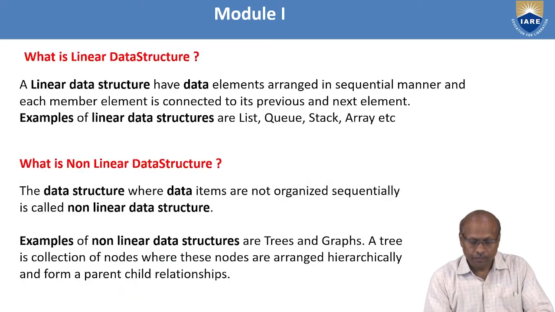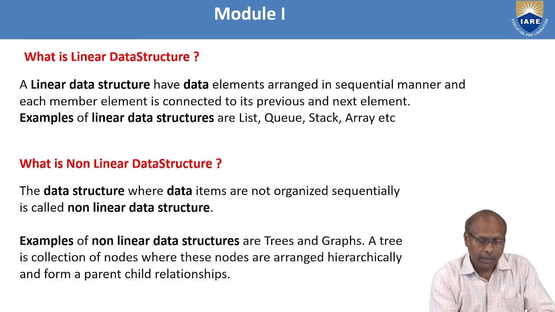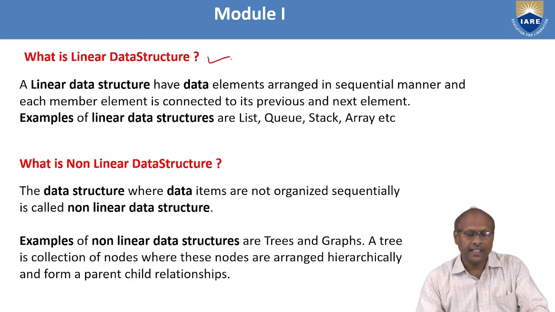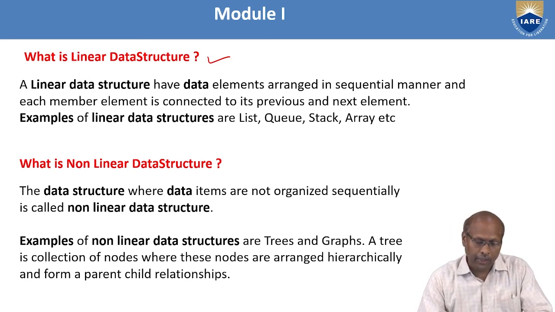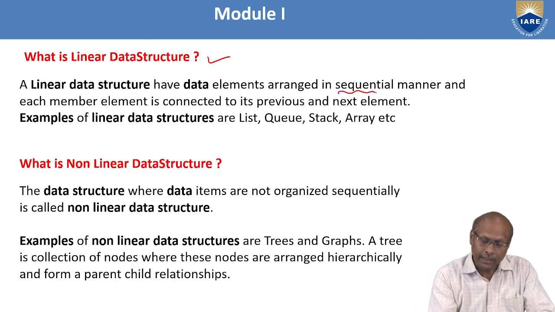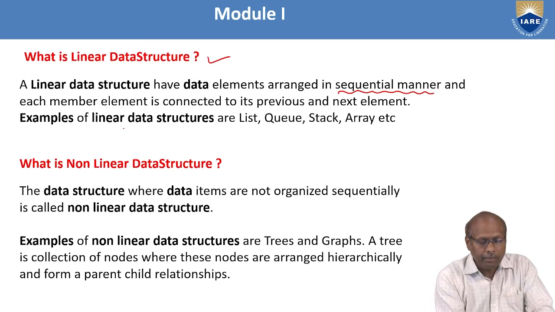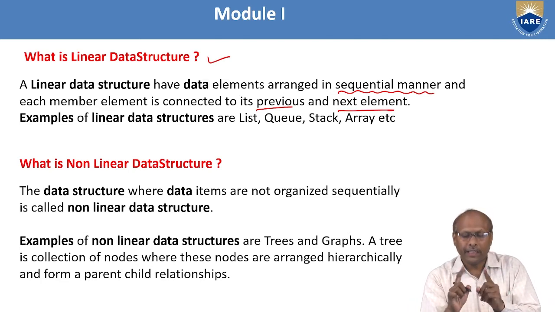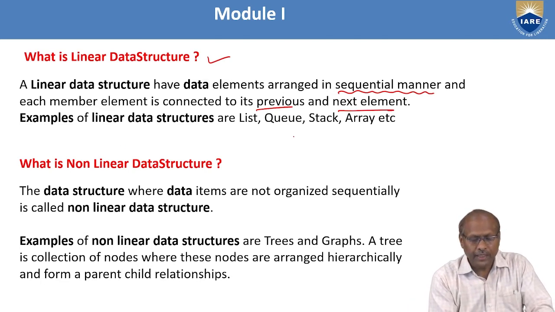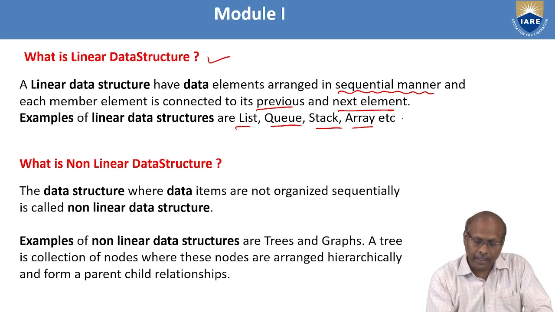Fine. Now they may ask a question: what is a linear data structure? Then you should say a linear data structure is one type of organization where the data elements are arranged in a sequential manner. Please remember the word sequential manner. Each element is connected to its previous as well as next element. That means there is a link between next and previous element. Examples of linear structures are list, queue, stack, array. These are all linear data structures. Similarly, linked list also.